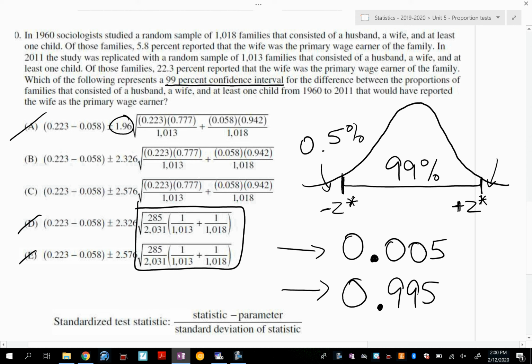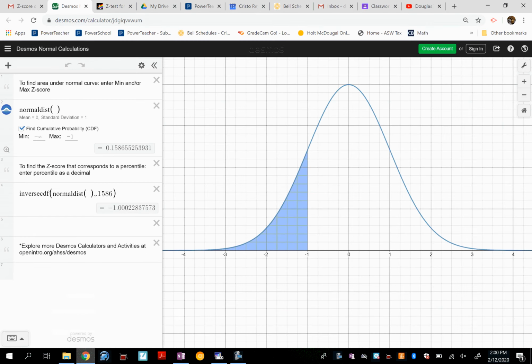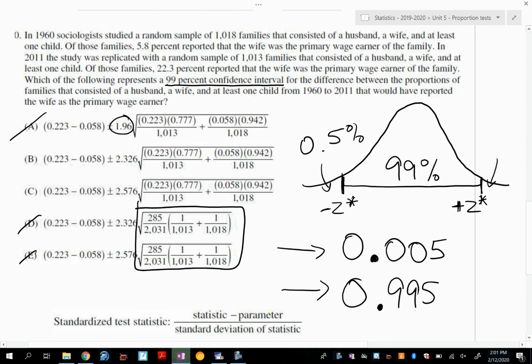So what I've always done is I always just plug in the negative one, the 0.005. So if you go where it says 0.1586 and type in 0.005, you'll see our z star is 2.576. Our z star is 2.576. Sorry, Jeremy. So it's C.